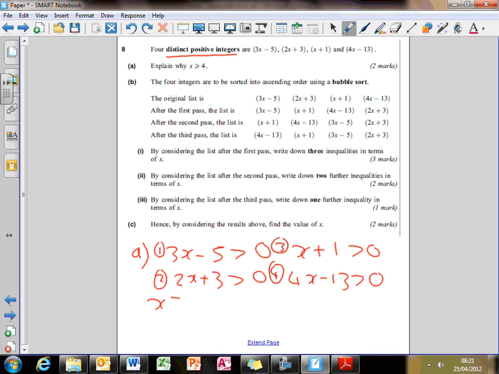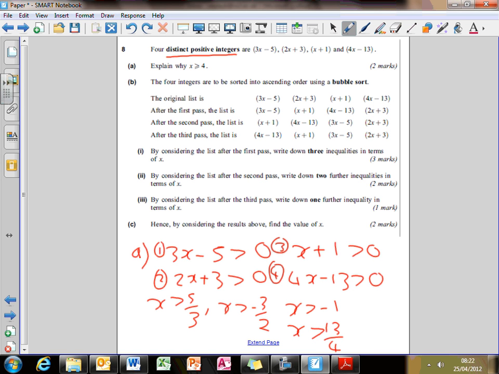that x is greater than 5 over 3 from 1. We know that x is greater than minus 3 over 2. So what? We knew that anyway, because we're told in the question that they're positive integers. From 3, x is greater than minus 1. And the crucial one is, from 4, x is greater than 13 over 4. Now 13 over 4, if you work it out, is just a little bit bigger than 3.